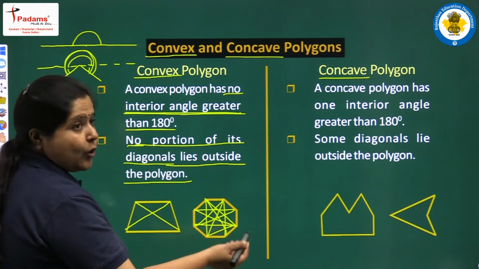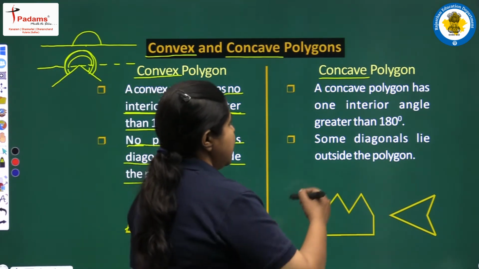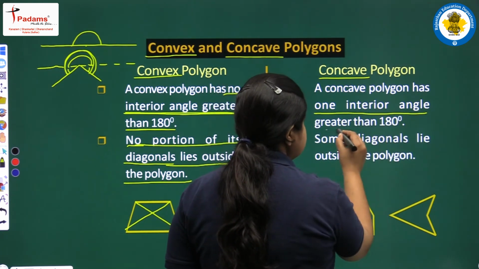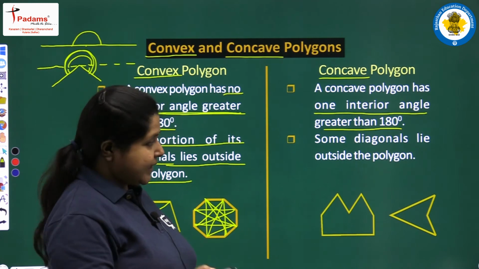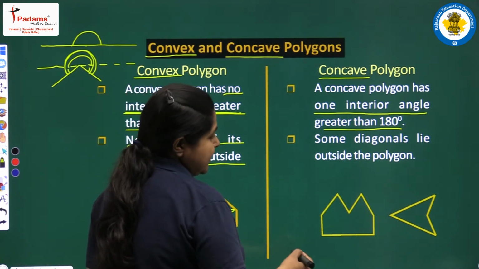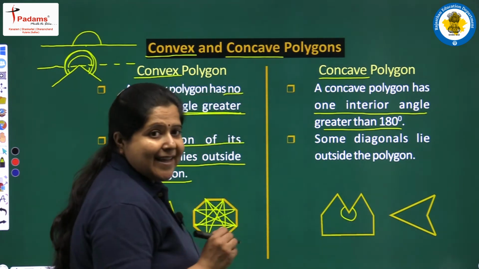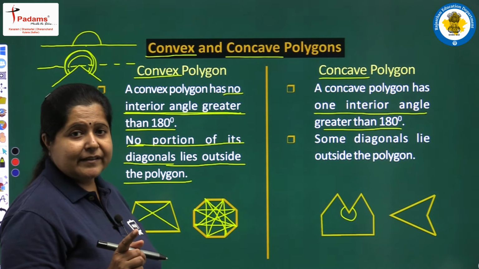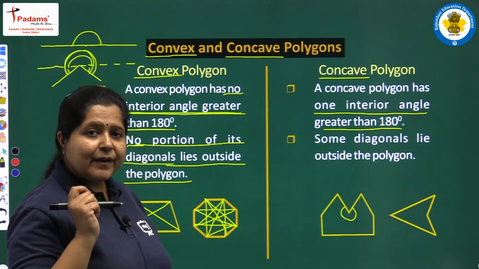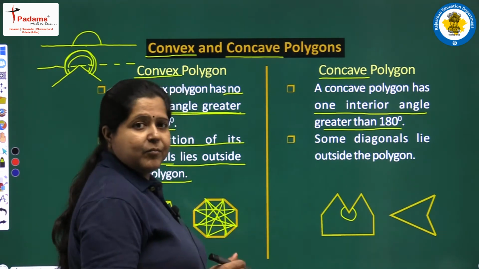Now, let us come to the concave polygon. How is it different from a convex polygon? A concave polygon has one interior angle greater than 180 degrees. Here we have two figures showing a concave polygon. You can see that this interior angle is greater than 180 degrees. This one angle in this figure is greater than 180 degrees. That is why it is called a concave polygon.